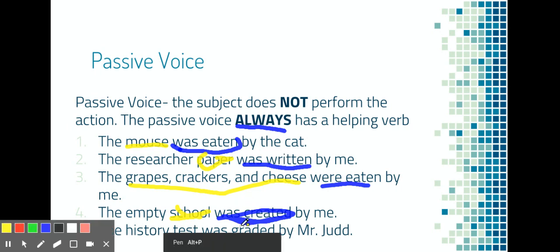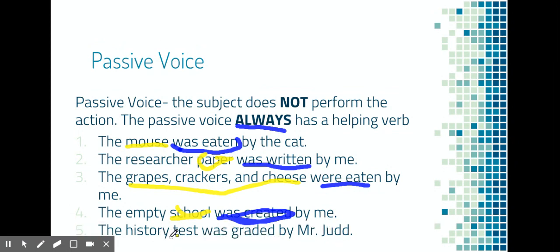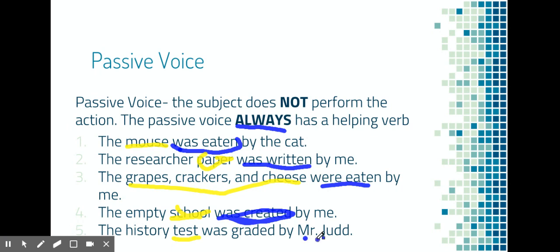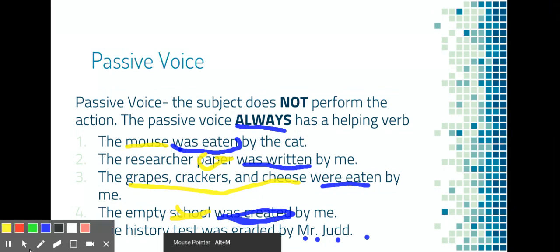And then the history test was graded by Mr. Judd. Well, who graded the history test? Mr. Judd, but test is the subject. That isn't the doer. Mr. Judd is the doer. Was graded is my verb. So with passive voice, the doer is way over here at the end. The subject's way over here. We don't want that. We want the subject by the verb. We want the subject to be the doer.